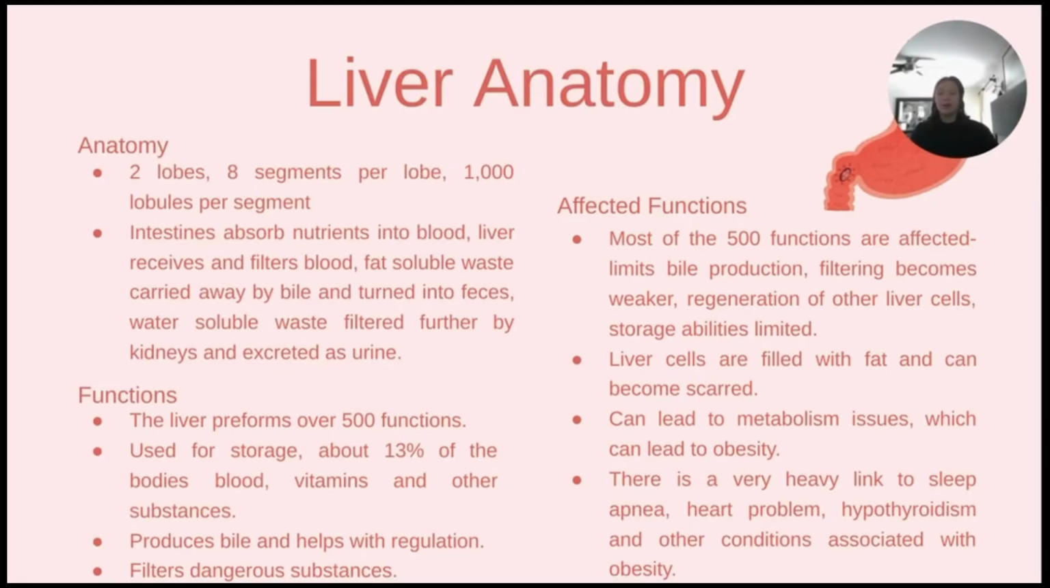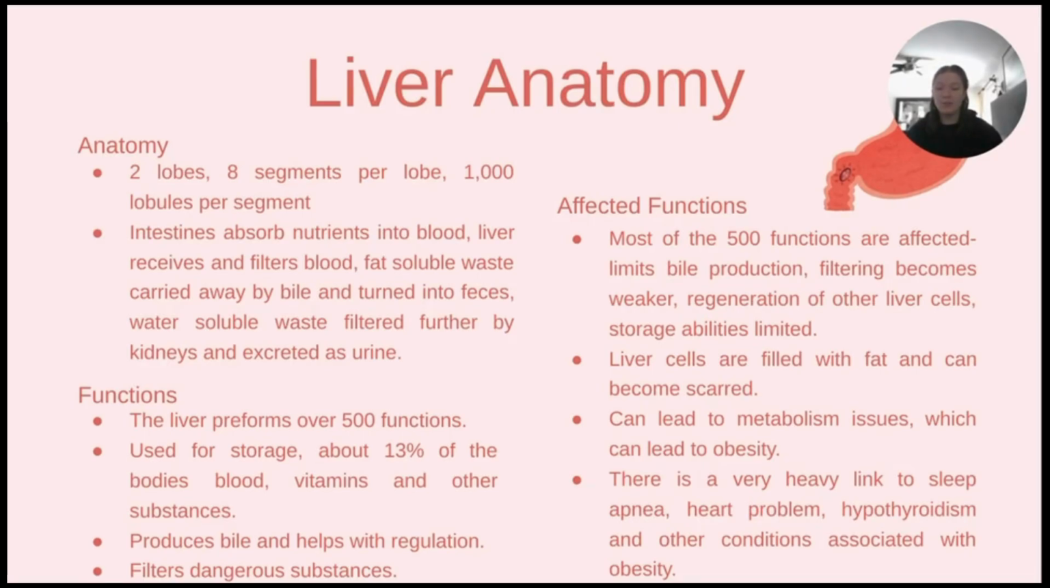The liver, combined with other organs, is very important for waste management in our bodies. The waste begins in the intestines when they absorb nutrients and waste into our bloodstream. The blood is then received by the liver where the waste is filtered out of our body. Fat-soluble waste is carried away by and turned into bile, which is then excreted as feces, after more processing, of course. Water-soluble waste is sent to the kidneys for more filtering to then be excreted as urine.